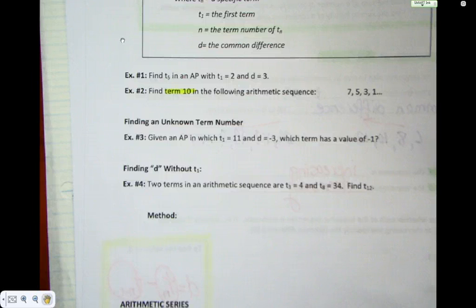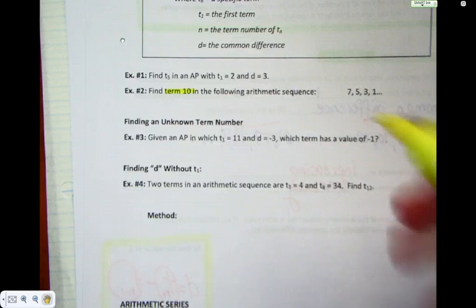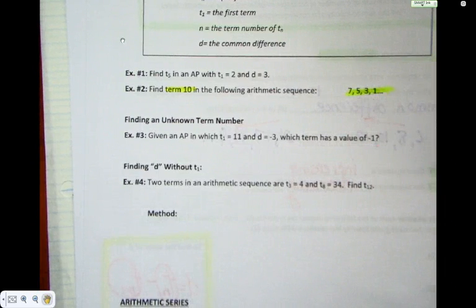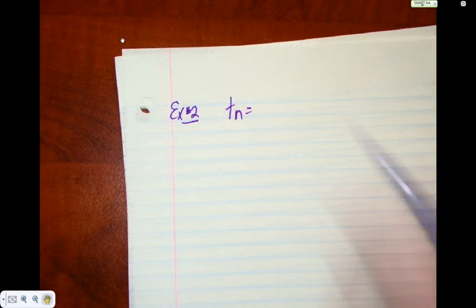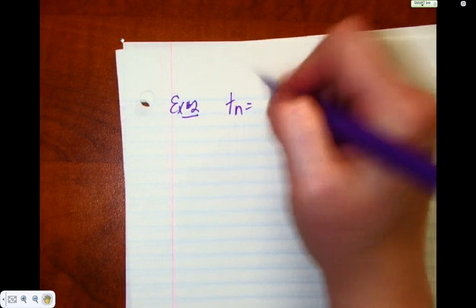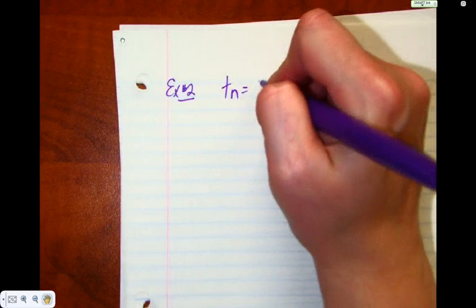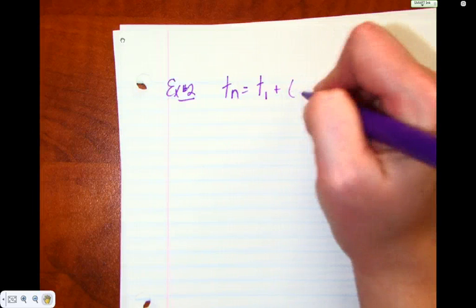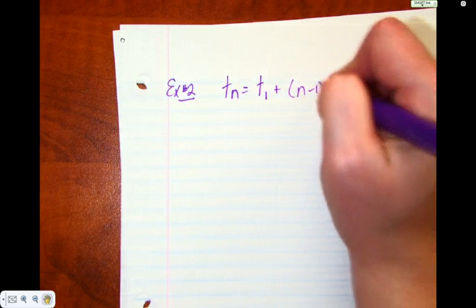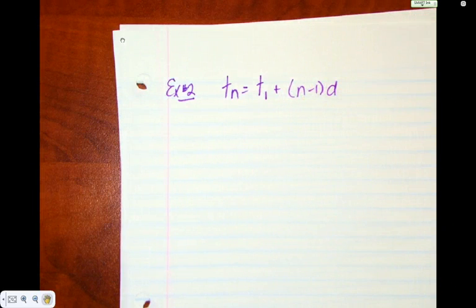For right now, I don't even care it's arithmetic because we don't know anything else yet. I will care when we do the other type. What else do I care about? The sequence. So all those words are irrelevant to a mathematician. If it asks to find a term, you only have one formula, so you're jumping right to it. Tn equals? Just give me the formula. T1 plus n minus 1 times d.